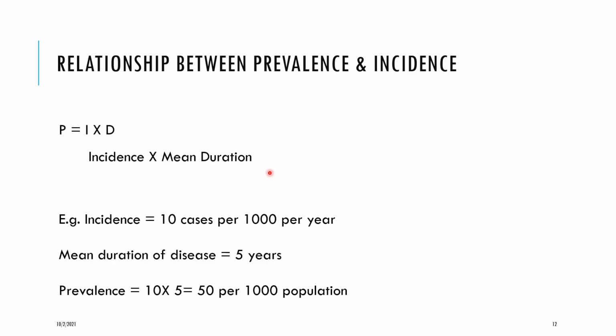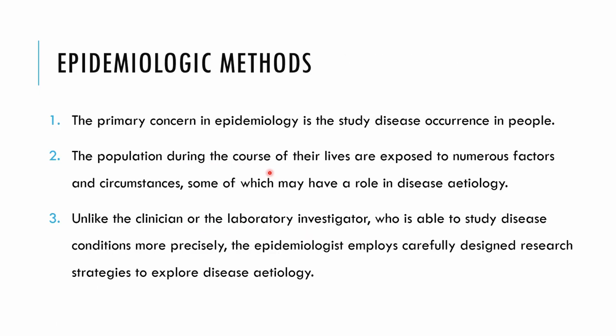Now let's link incidence and prevalence. A simple formula is prevalence is equal to incidence into the mean duration. Here's an example. Suppose the incidence is 10 cases of a particular disease per 1,000 per year. And let's say that for this disease, the mean duration.